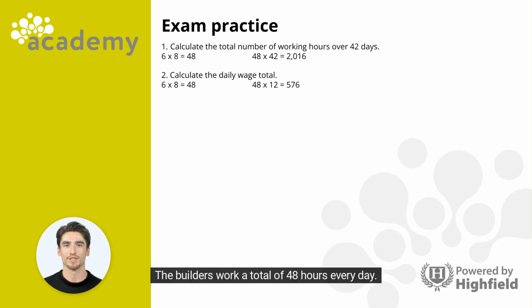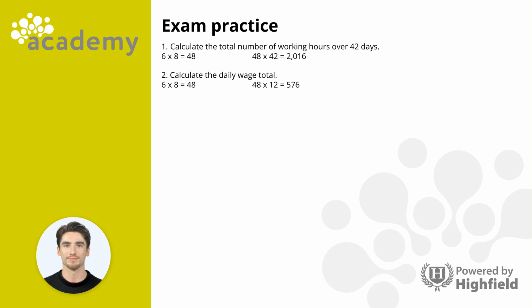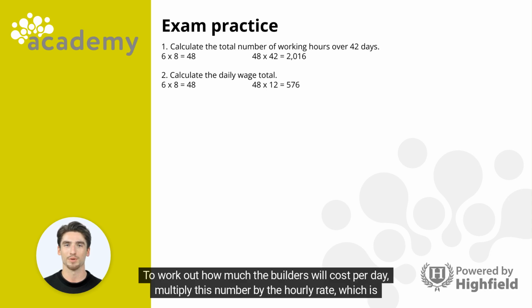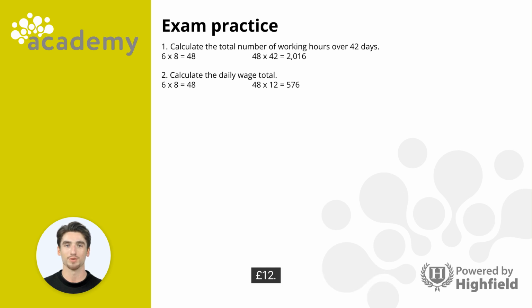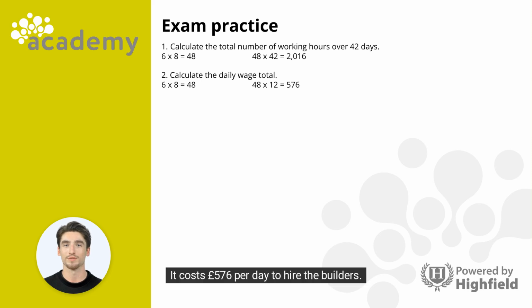The builders work a total of 48 hours every day. To work out how much the builders will cost per day, multiply this number by the hourly rate, which is £12. 48 multiplied by 12 equals 576. It costs £576 per day to hire the builders.